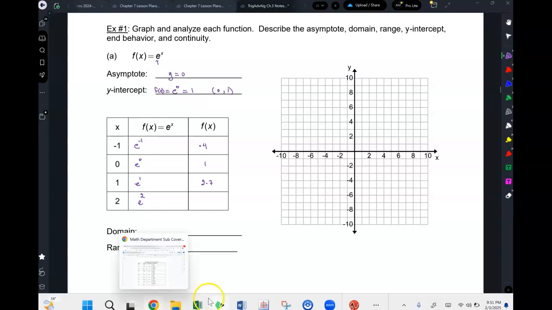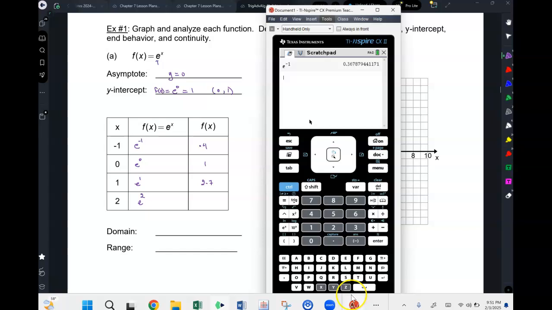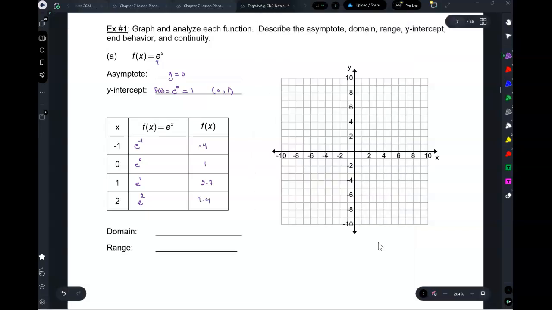The next one, e squared. So you just do e to the 2, equals 7.38, which is 7.4. That's actually a helpful number to know. All the cool people know e squared is 7.4. I don't know. Okay.